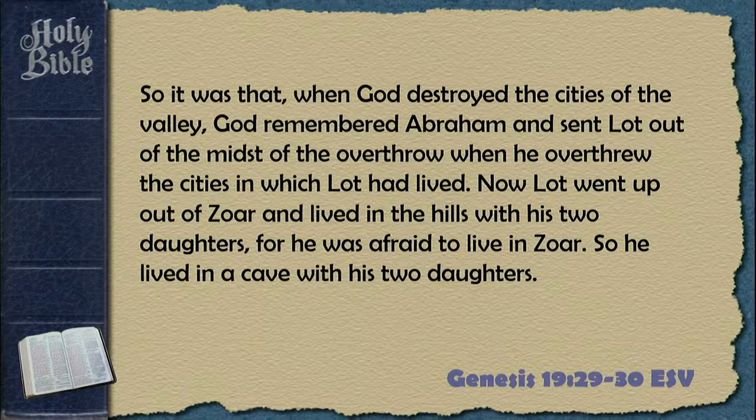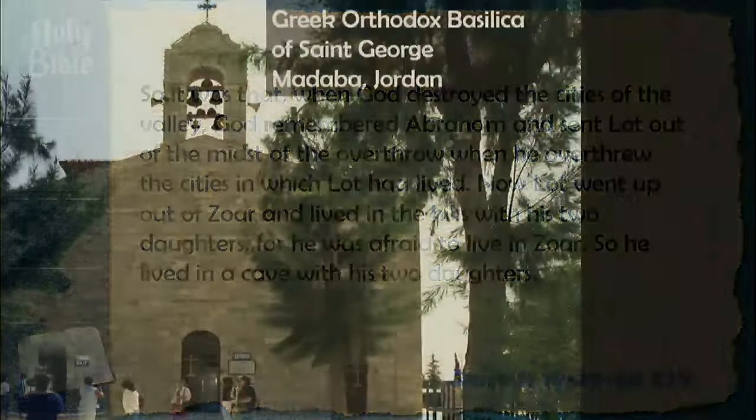So it was that when God destroyed the cities of the valley, God remembered Abraham and sent Lot out of the midst of the overthrow when he overthrew the cities in which Lot had lived. Now Lot went up out of Zoar and lived in the hills with his 2 daughters, for he was afraid to live in Zoar, so he lived in a cave with his 2 daughters. So Lot fled to Zoar, but then after arriving in Zoar, decided he didn't want to stay in Zoar either, and they fled and lived in a cave near Zoar.